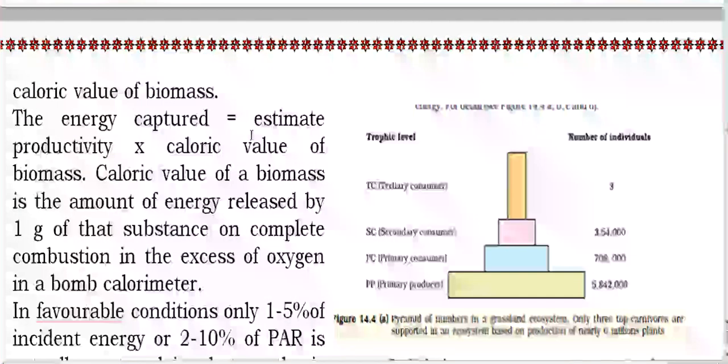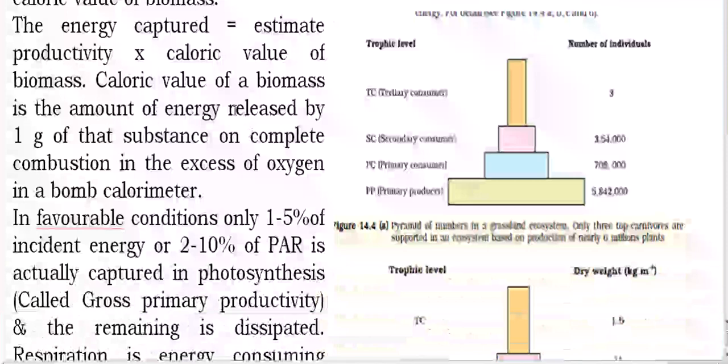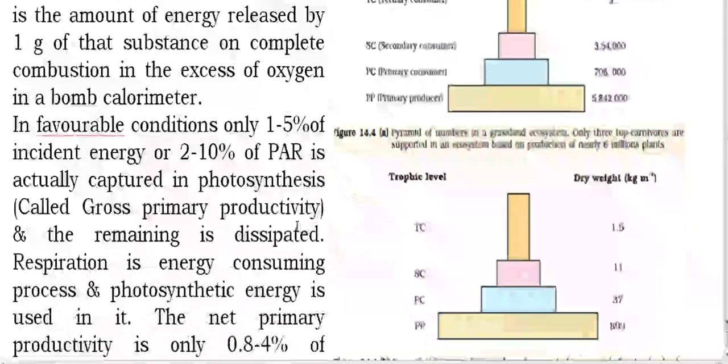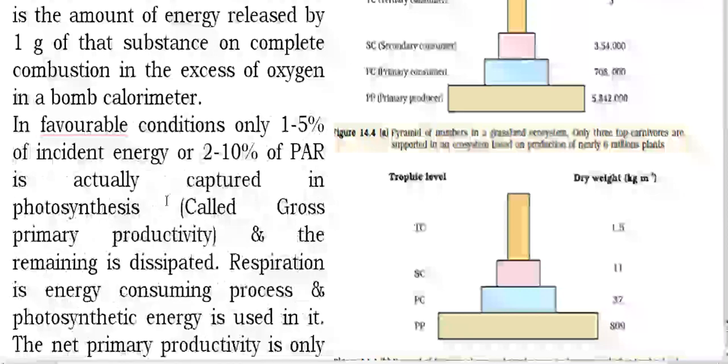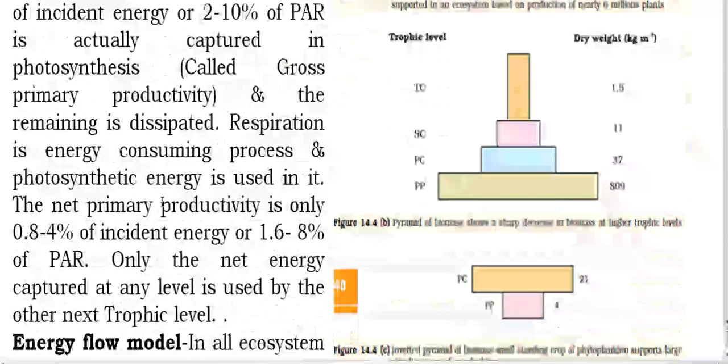It is actually according to the 10% law. The energy captured is equal to the estimated productivity times the caloric value of biomass. Caloric value of biomass is the amount of energy released by 1 gram of a substance on complete combustion in excess of oxygen. In favorable conditions, only 1 to 5% of the incident energy, or 2 to 10% of the PAR, is actually available to the plant.